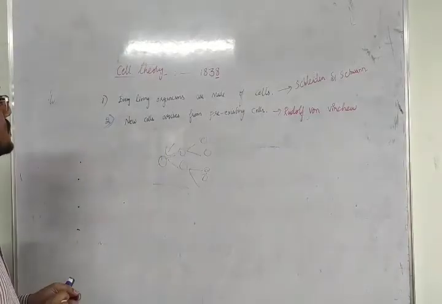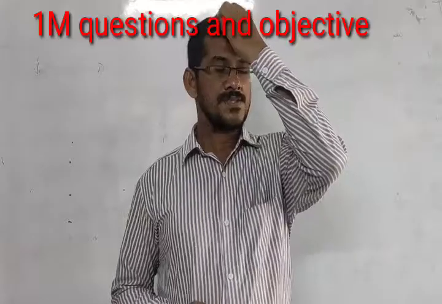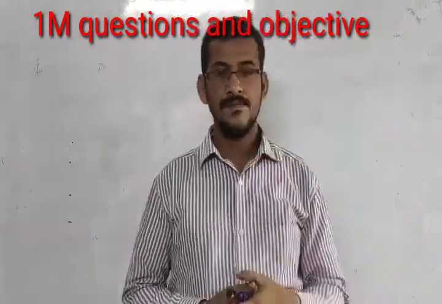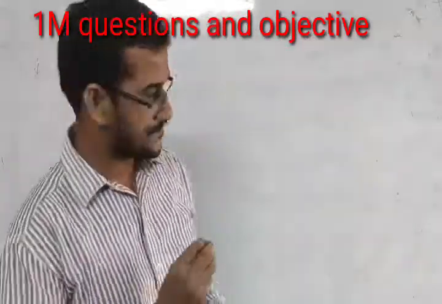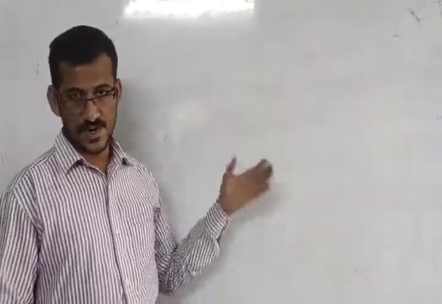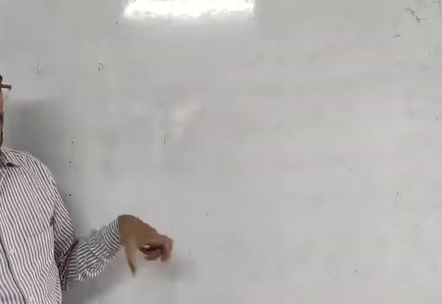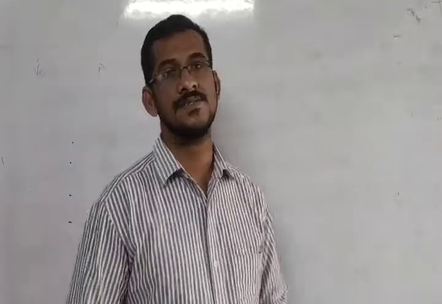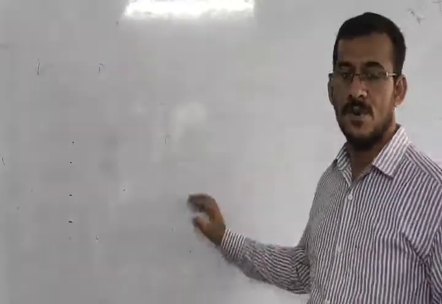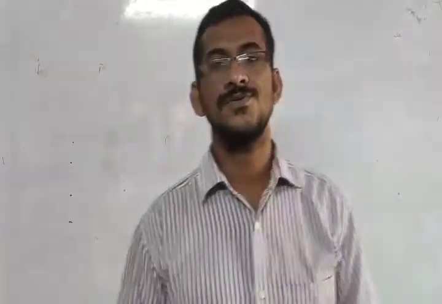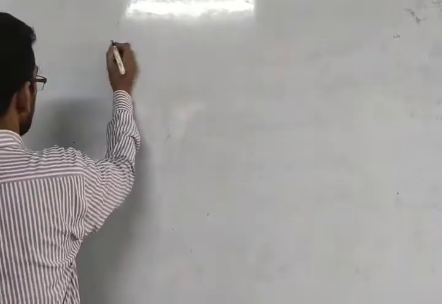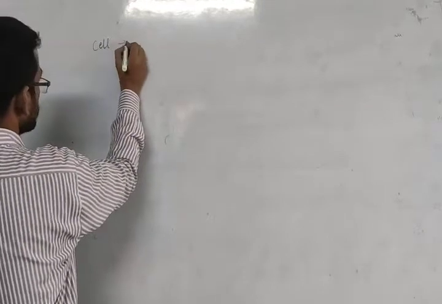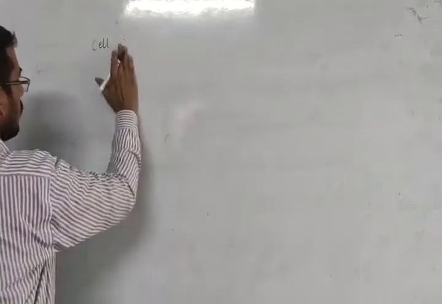Got it, children? So this is about 7 mark answers, and for objective questions I'll give you the explanation for this. Listen, most of the objectives and 1 mark answers will be covered from this topic. So first of all, you should know about the cell wall. What should you know about the cell wall?